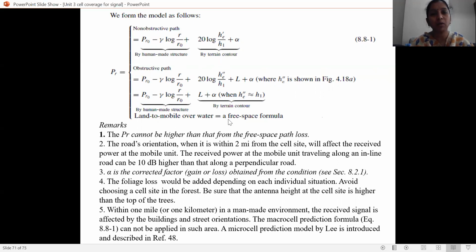And for land to mobile over water, it is free space, which is 20 dB per decade. So this is the formula for the three cases. Next, coming to the received power.